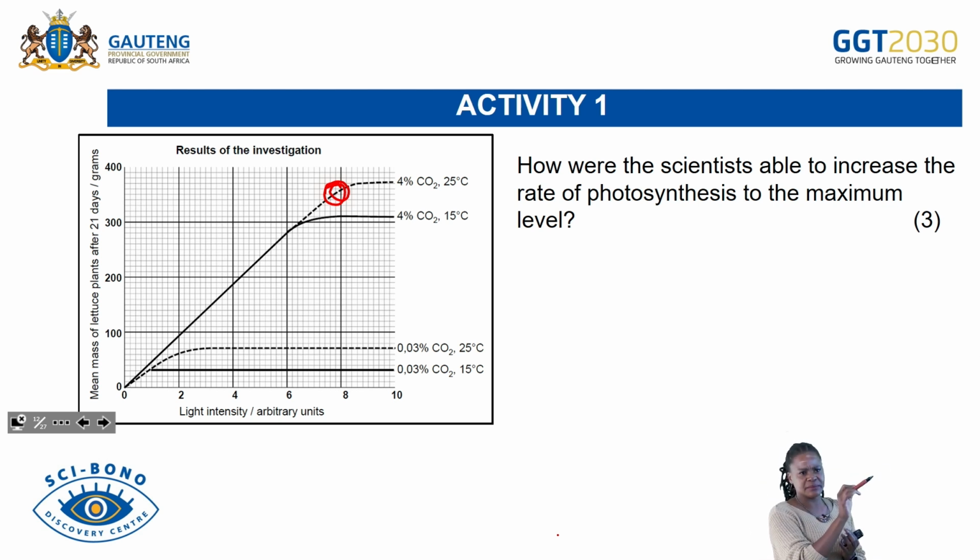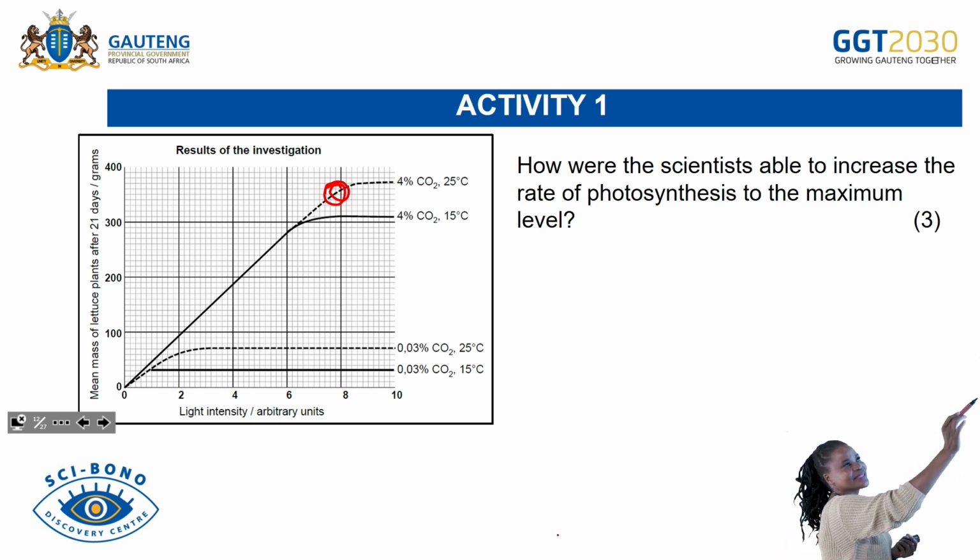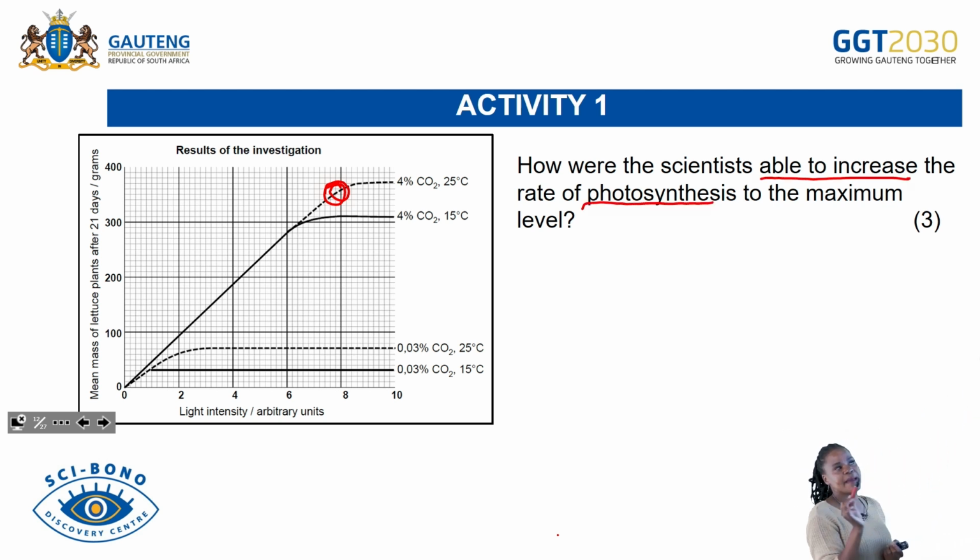Or can't you see the question? The question says, how were scientists able to increase the rate of photosynthesis to the maximum level? So the maximum level is here. So how were the scientists able to increase the rate of photosynthesis to that maximum level? And the answer is there. The answer is looking at you.